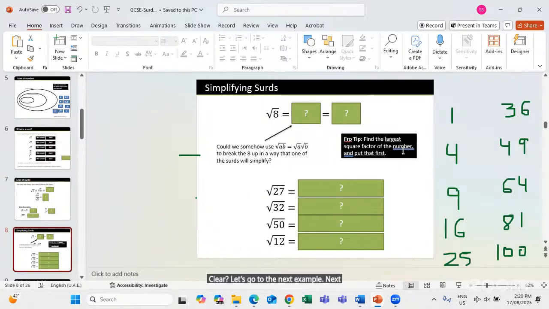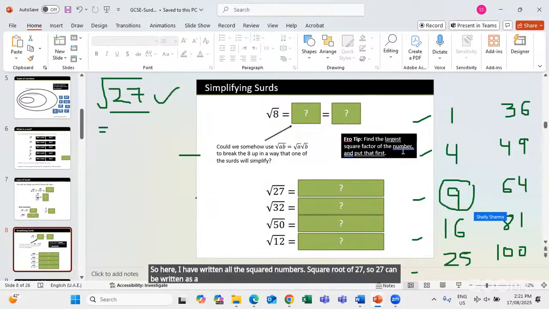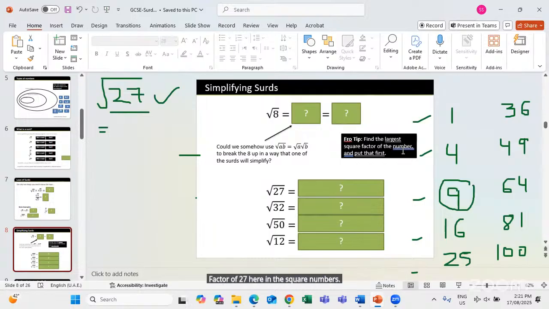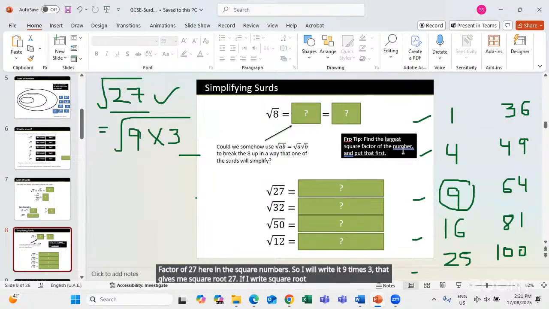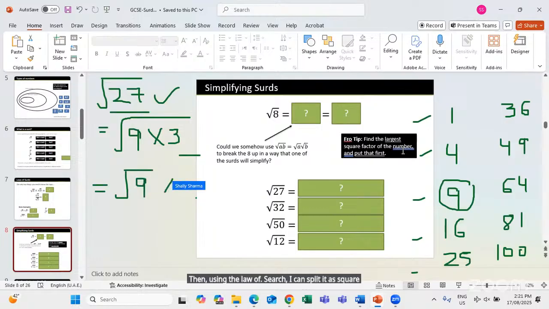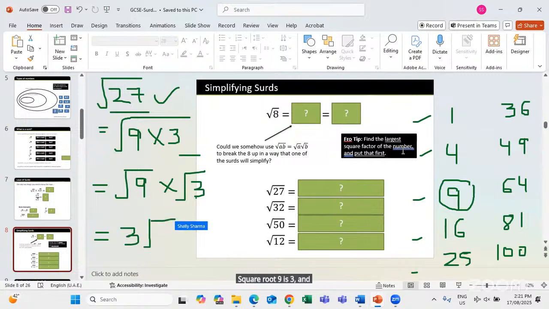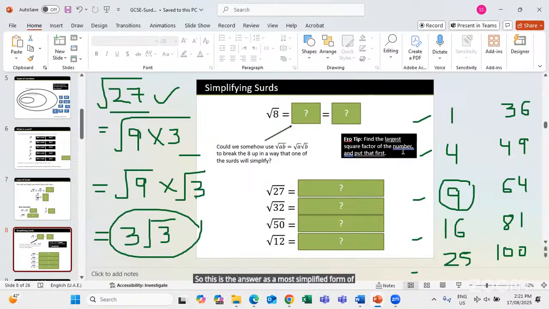Next question is square root of 27. So here I have written all the square numbers. Square root of 27. So 27 can be written as a multiple of 9. That is the highest possible factor of 27 here in the square numbers. So I will write it as 9 times 3. That gives me square root of 9 times 3. Then using the law of surds, I can split it as square root 9 times square root 3. Square root 9 is 3 and square root 3 as it is. So this is the answer as the most simplified form of square root 27.